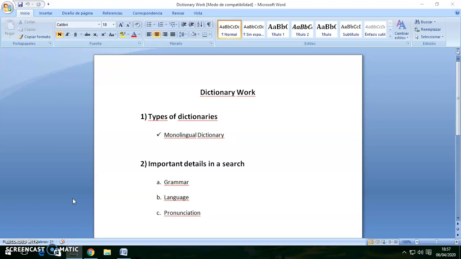There are two important points in this presentation. The first one is the types of dictionaries that you have at your disposal. In this video we're going to concentrate on the monolingual dictionary. And number two, important details to take into account in a search. It's always important, as I usually say in class, that you concentrate on the three main dimensions of language. That is to say, grammar, language itself, and pronunciation.